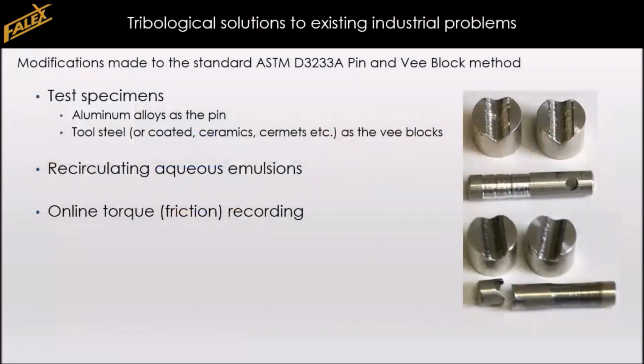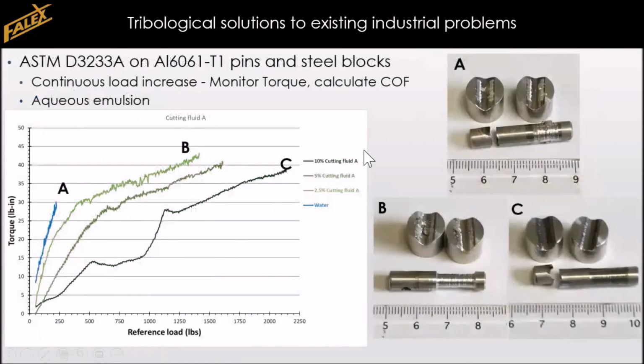Instead of steel specimens, we are using aluminum alloys as the pin material, and we can use hardened steel, or if you want to, we can use coated steels as the V-blocks to have a better representation of the tool. So in a nutshell, with the recirculating aqueous emulsion and measuring online friction force, we are hoping to get a bit closer to a simulation of a cutting operation.